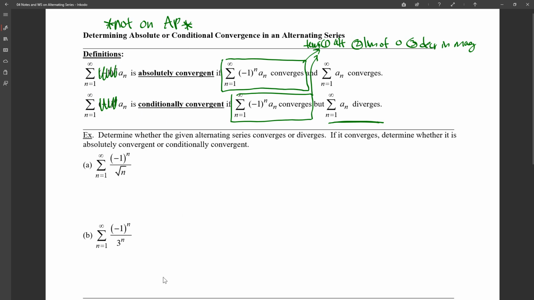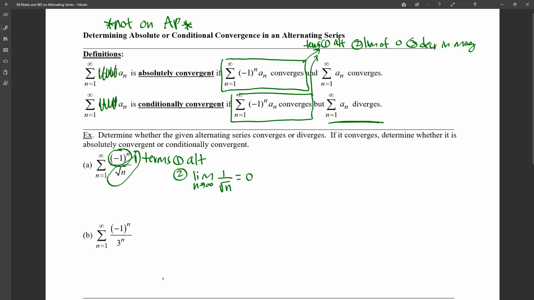The first example here, letter A, says, let's figure out if this alternating series converges or diverges. So first it has to be an alternating series. Let's look at the conditions there. First, the terms alternate, check, because of this thing right here. 2, does the limit of your a sub n equal 0? So the limit as n goes to infinity of what's your a sub n here? It's really 1 over the square root of n. Well, does this equal 0 or not? The bottom gets bigger and bigger and bigger. The top holds at 1, so yes, this is 0.